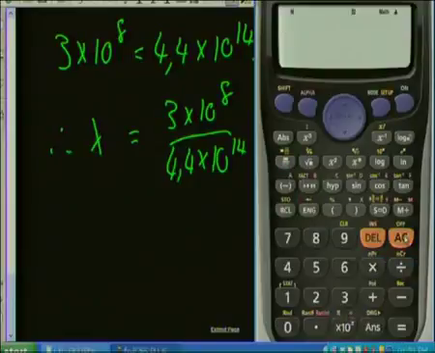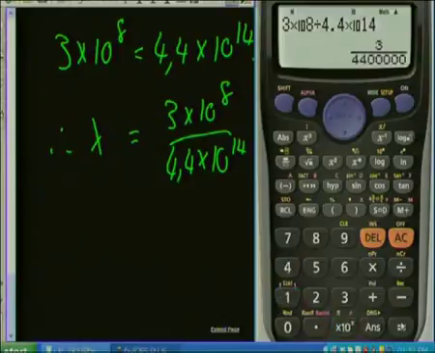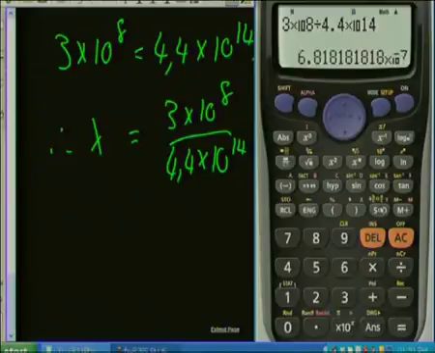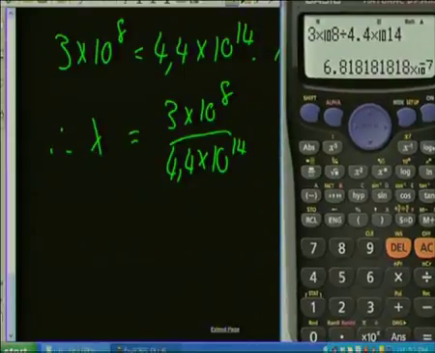Okay, so let's clear our calculator. We're going to go 3 exponent 8 divided by 4,4 exponent 14. And we get an answer in terms of a decimal of 6,81, rounded off to 6,82 times 10 to the minus 7 meters. So let me just move that so I can get my pen. 6,82 times 10 to the minus 7.